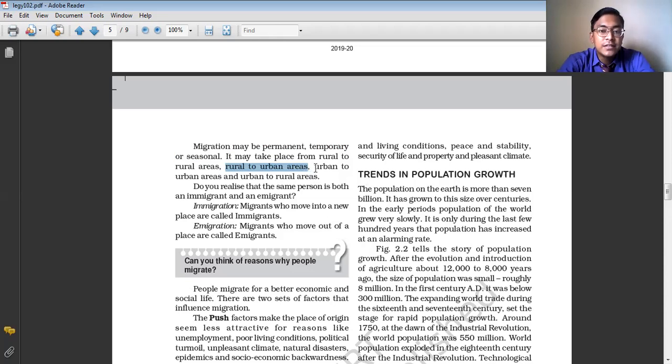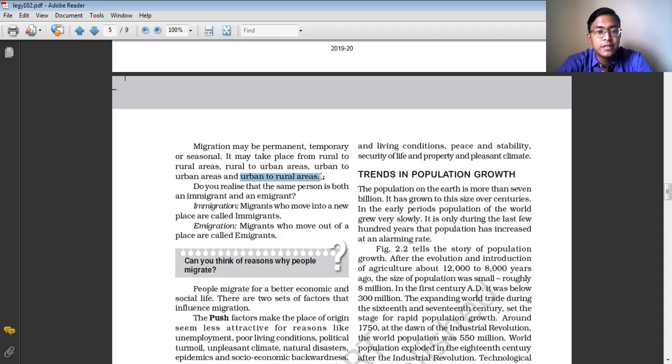And even sometimes we see migration from an urban area to an urban area. That means people are migrating from smaller towns and cities to larger towns and cities, like people migrating from Siliguri to Kolkata, Siliguri to Bangalore. So what is happening here? Urban to urban migration is taking place, isn't it? And even sometimes urban to rural migration takes place.